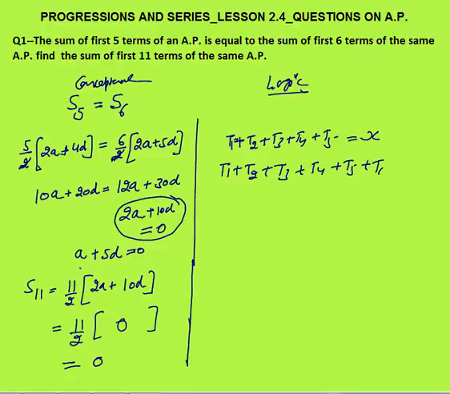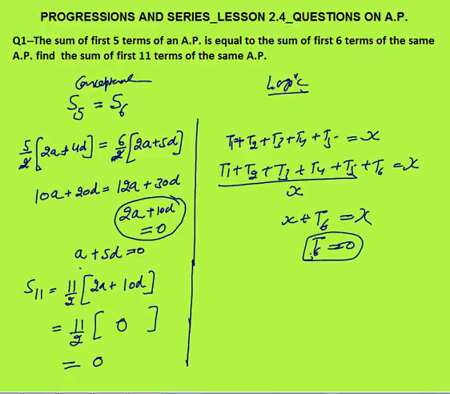The sum of the first 5 terms and the sum of the first 6 terms are the same. We know that the sum of the first 5 terms is x, so x plus t6, term number 6, is x. So can I say term number 6 is 0? It means that term number 6 is 0.